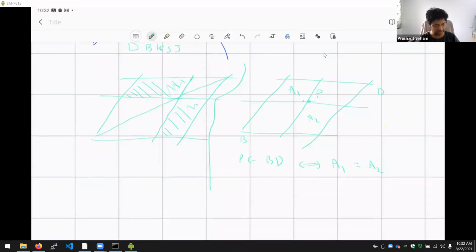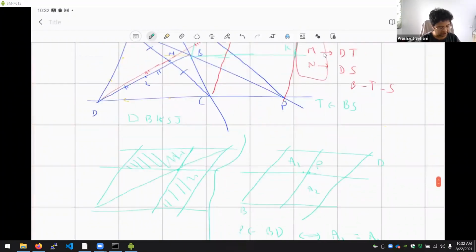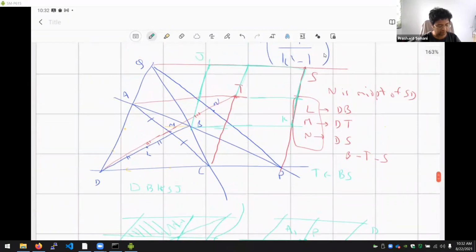And I'll leave this as an exercise for you to prove that if P lies on the segment BD, then the areas A1 and A2 are equal, and vice versa. Sir, it's by Pappus theorem. Pappus theorem, okay, yeah. I think there is also Menelaus or some simpler proof may also be there, but yeah, it can be done. Okay, so given that this lemma is there, in the given diagram, you want to show T lies on segment BS.